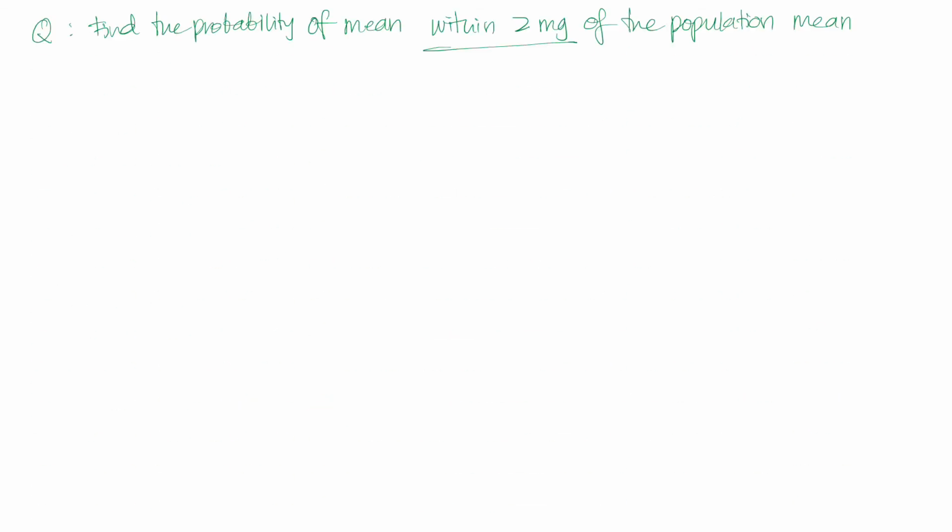The question in this problem is to find the probability of the mean within 2 milligrams of the population mean. We know that the mean of the population is 186. So what is meant by within 2 milligrams of the population mean is plus minus 2 from 186. That is between 184 and 188, because 186 minus 2 is 184 and 186 plus 2 is 188. So we need to find the probability when the mean is between 184 and 188.